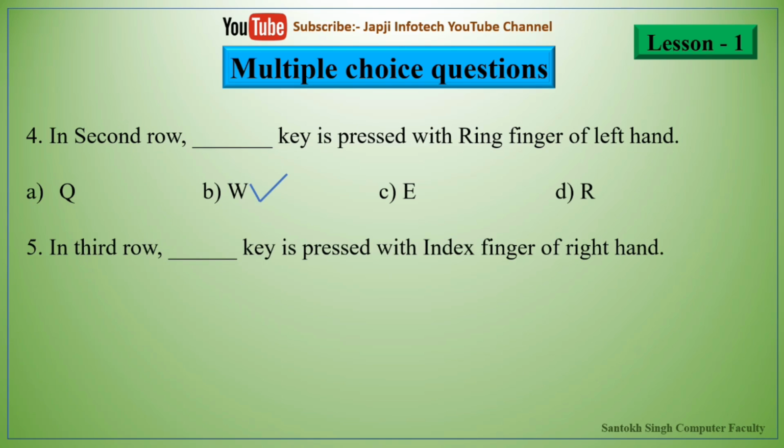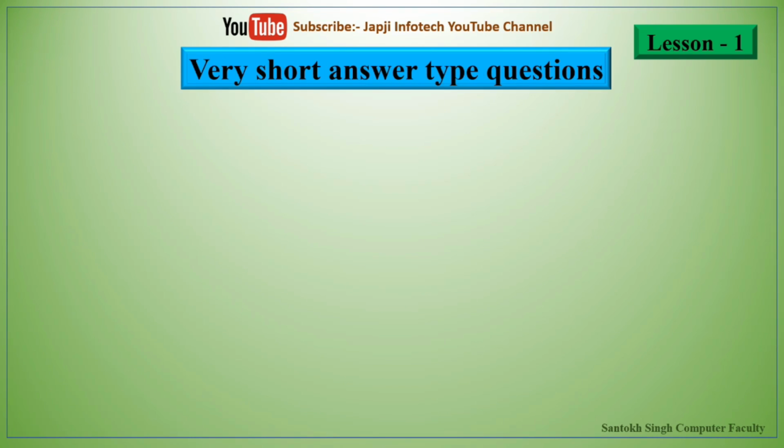The fifth fill in the blank is: in third row, dash key is pressed with index finger of right hand. The options are B, N, M and M, N. The right answer is: in third row, M and N keys are pressed with index finger of right hand.